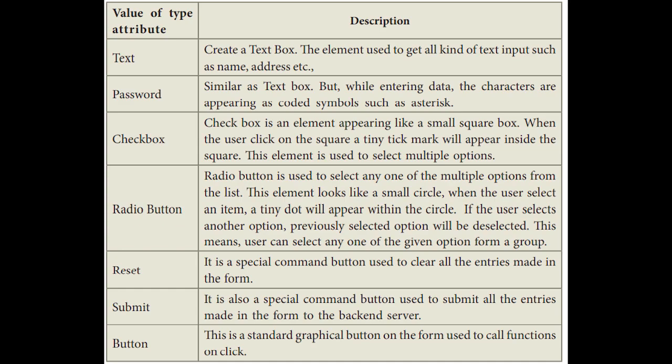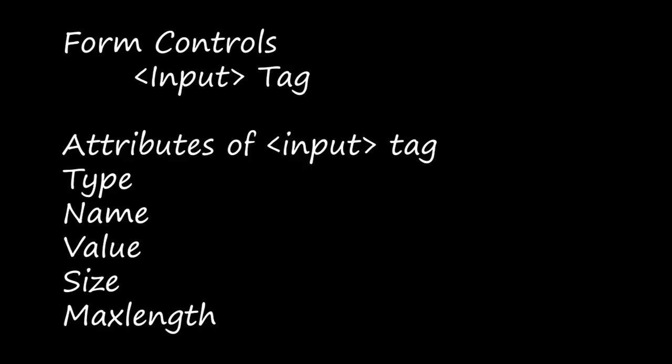First we saw about the type attribute, right? And the next one is name. This is used to assign a name to the input controls, right? When the form is submitted, the data values are passed to the server along with the name of the controls. Okay, and the next one is value. Value is used to define some default value for a control.